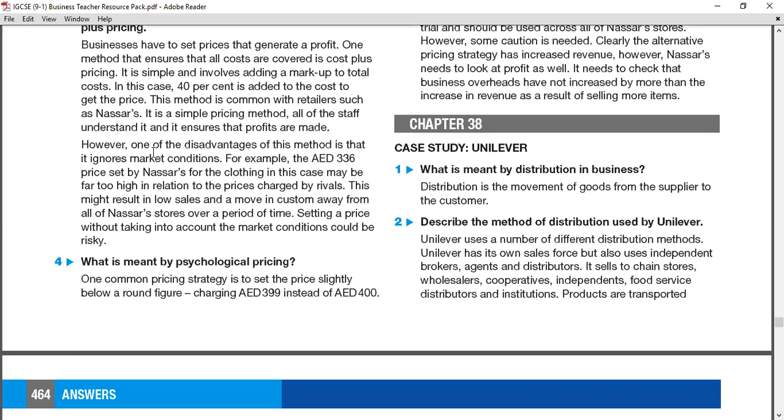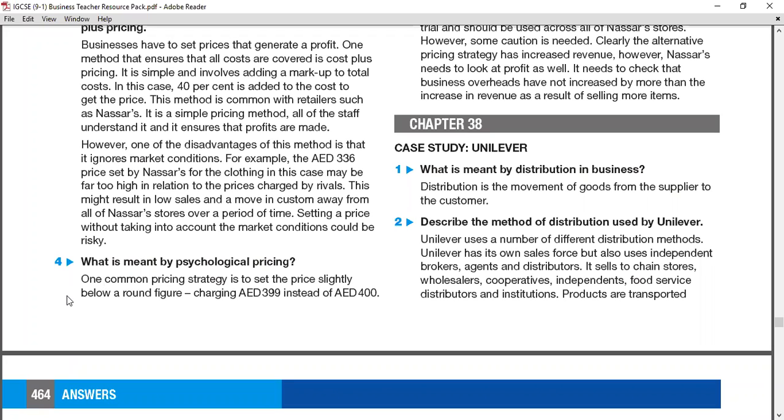On the other hand, however, this method ignores the market conditions. For example, in this case, the price of 336 set by Nassar's for the clothing may be too high in relation to the prices charged by their rivals. This might result in low sales and move customers away from Nassar's stores over a period of time. So setting a price without taking into account the market conditions would be risky. That's why always sticking to one profit margin can be too risky. If you analyze the customer base and the competition in the market, you can find out the competitors' products are way cheaper than yours. Yours is so expensive because of your pricing policy. Therefore, customers move away from you gradually. That's what happens.